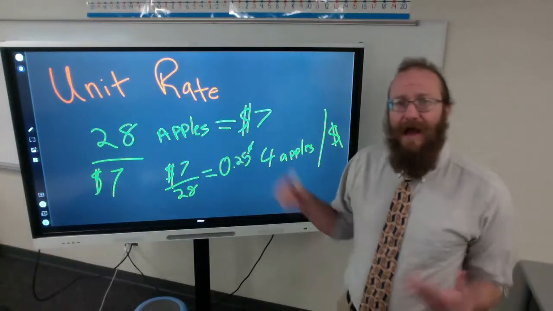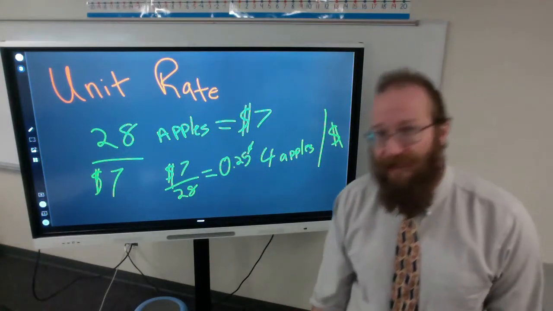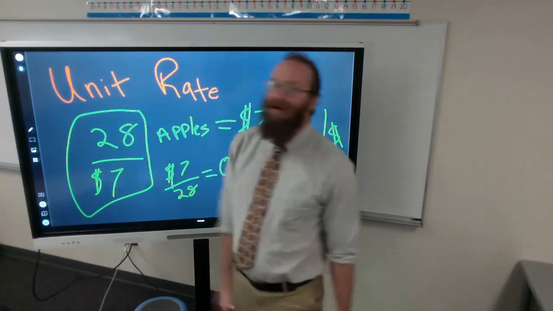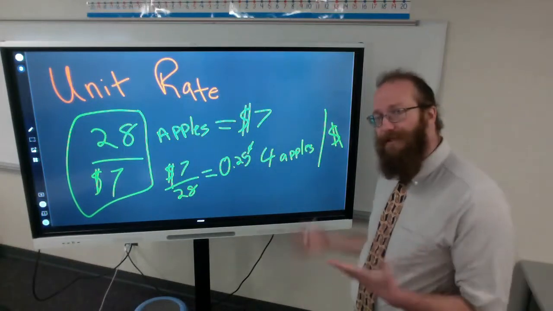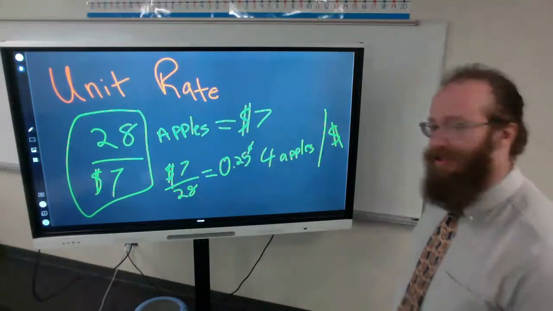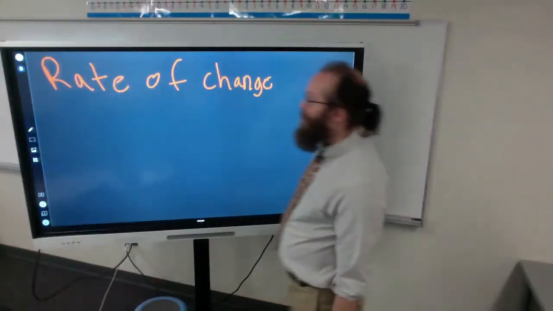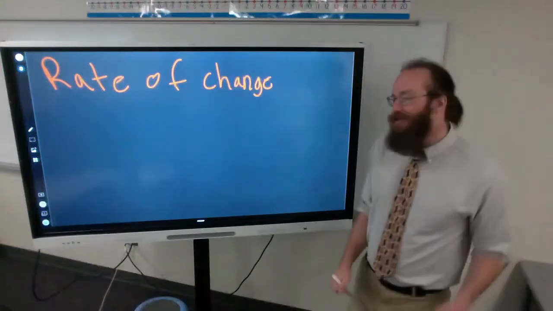So that makes sense. The unit rate is one of our ratios, right? Or a proportion, right? You see what we made here? We made a fraction. Whenever we're making a fraction, proportion, right? These things are all similar to each other. Okay, moving on. The rate of change is our first introduction to the concept of slope.